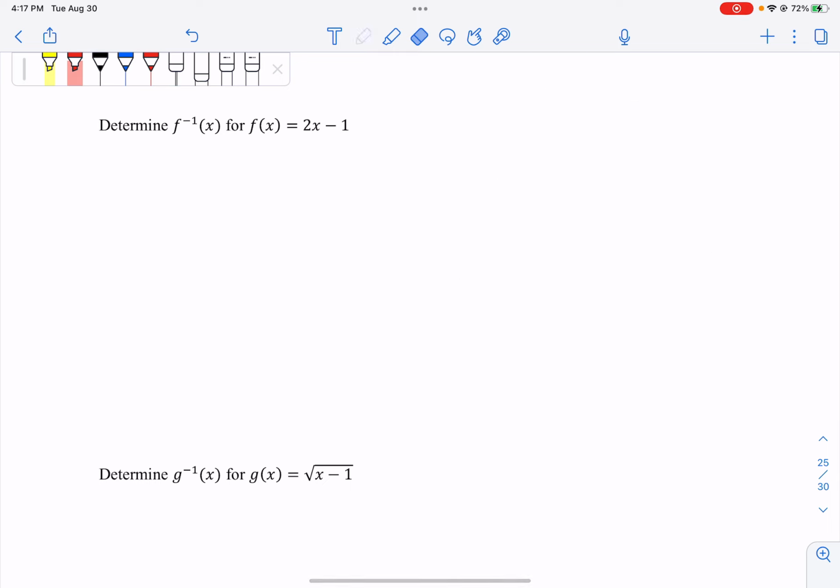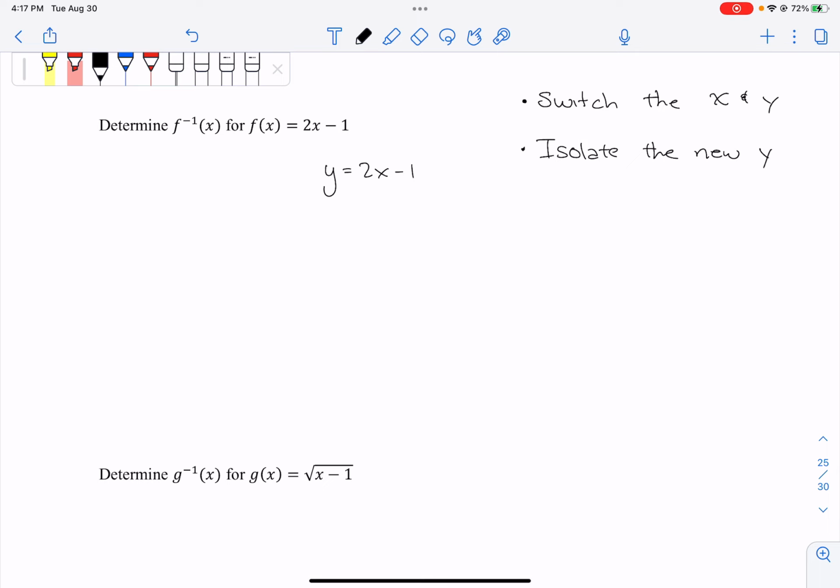I'll explain more when we have the graph, but to find an inverse, let's say we have y is equal to 2x minus 1. All we have to do is two things: switch the x and y, and then isolate the new y.